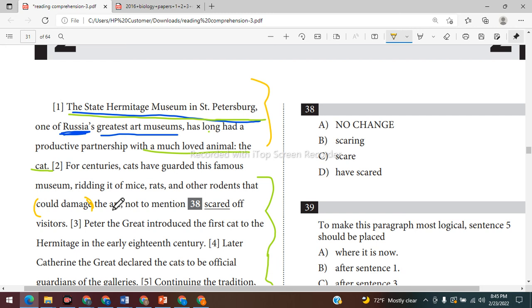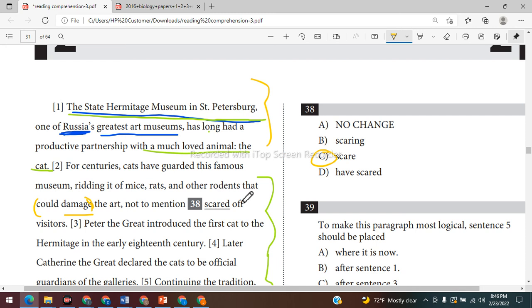Okay, who was going to scare off the visitors? The cats? No, the other rodents. So what they're trying to say is that it's ridding it of moths and not to mention other rodents that could damage the art and could scare off visitors.